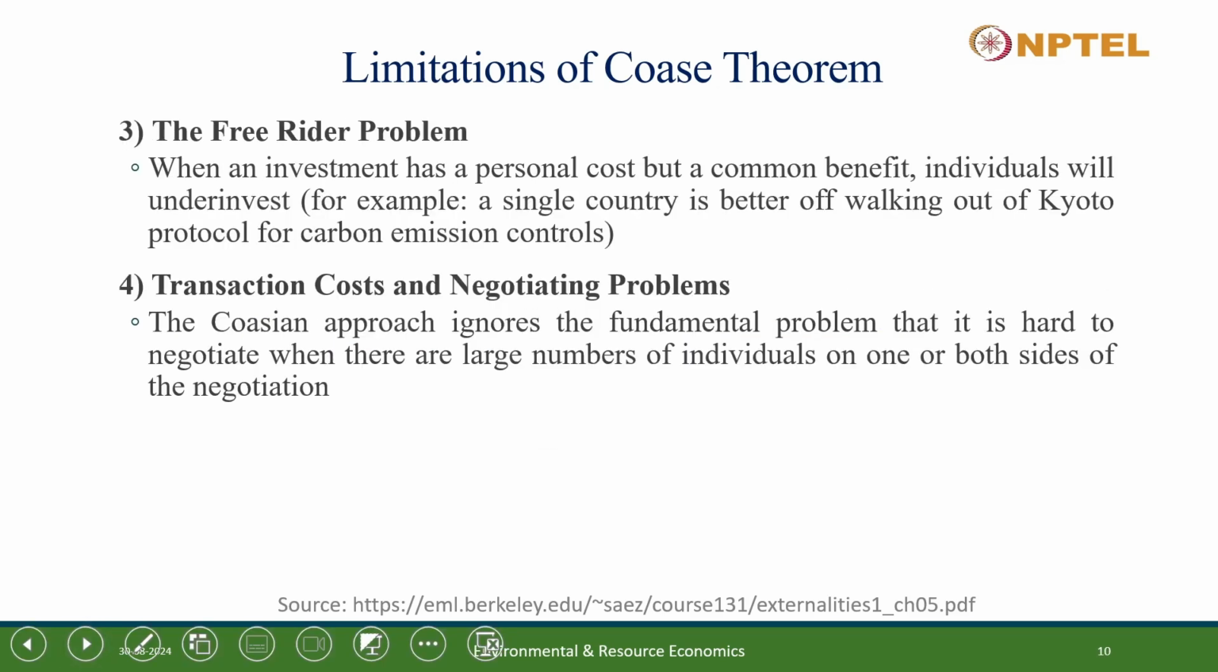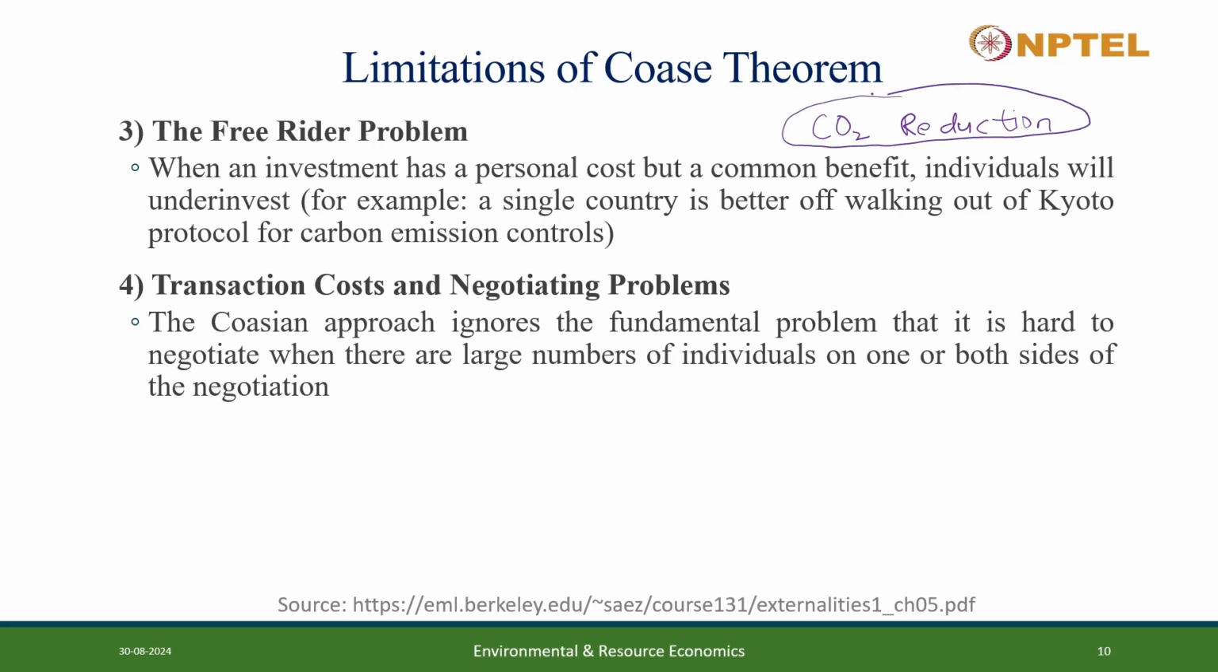Now, in the third limitation, let's say the problem is reducing CO2. So, who will benefit from CO2 reduction? Let's say that India is reducing CO2, then who will be benefiting from this? The benefit will be enjoyed by whole countries such as Bangladesh, Nepal, Bhutan, or any other country because this is a global kind of pollutant, right?